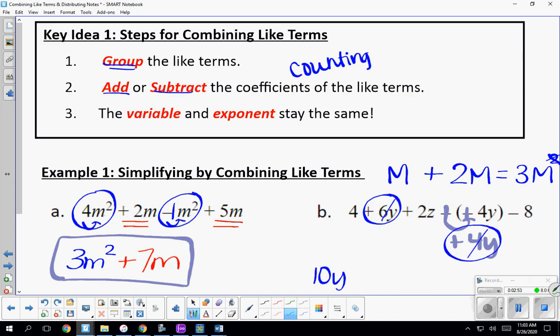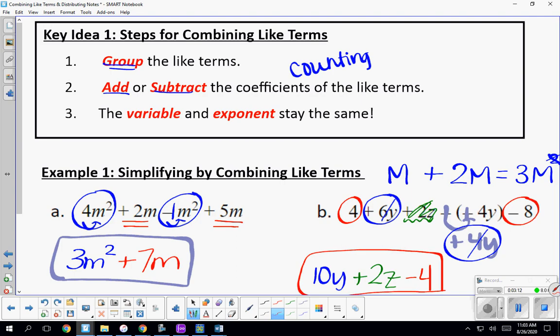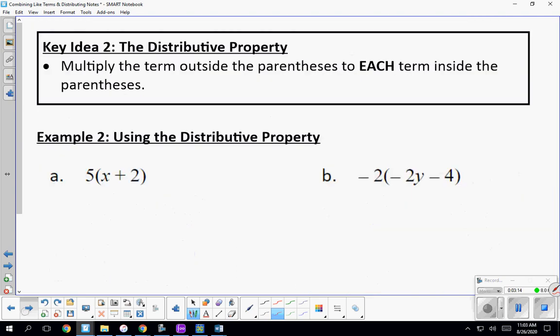Then I'm going to look at my z's. All I have are two z's, and I have nothing else to add to those. And then finally, I have numbers. And so my numbers here, I have 4, and I'm taking away 8. So 4 minus 8 is negative 4. And again, these are different terms. They're all separate, so I cannot add or subtract anything else.